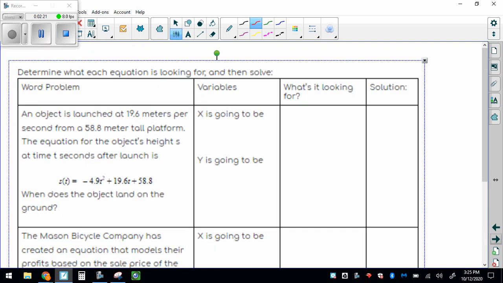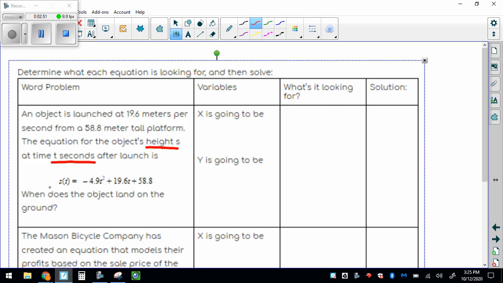So let's look at this in action. So it says determine what each equation is looking for and then solve. And solving means Desmos, so you do have to have Desmos pulled up. So the first one says an object is launched at 19.6 meters per second from a 58.8 meter tall platform. The equation for the object's height, s, so I'm going to underline that, at time 2 seconds, because I do want to know what we're measuring in. After launch is this equation, right?